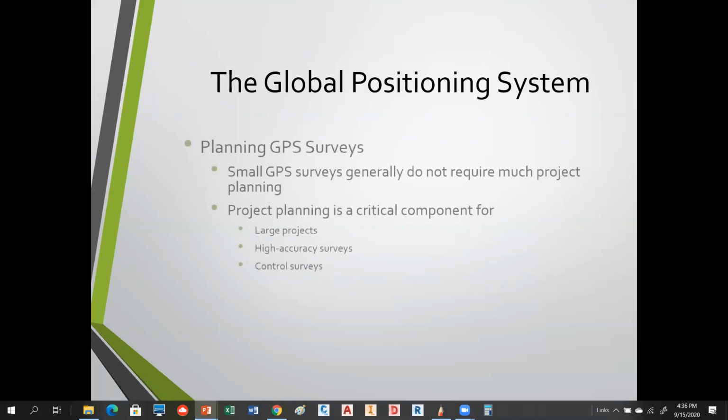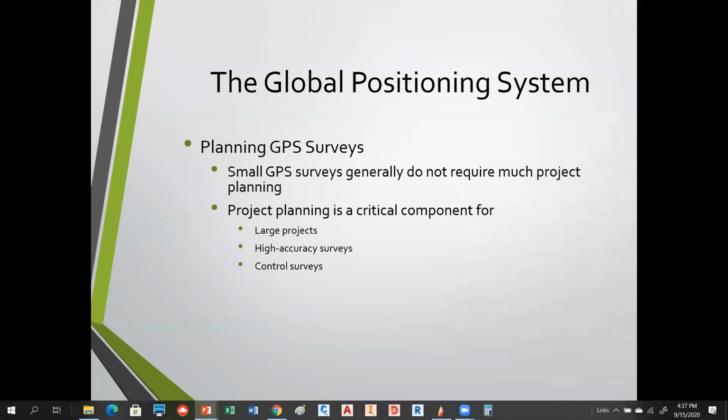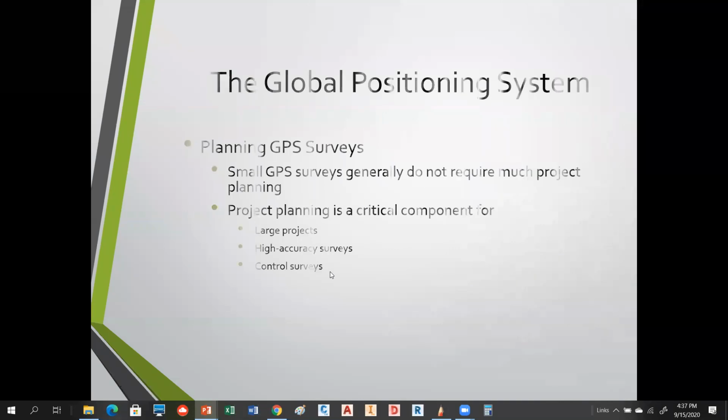Well, planning is still pretty important. One of the things that you need to do, and what we're talking about is probably more control, but planning any kind of project, there's critical components associated with that. For smaller GPS surveys, you don't need to do that much, but if you're doing like a big highway corridor or something, a large project, high accuracy survey, control surveys, planning is still important.